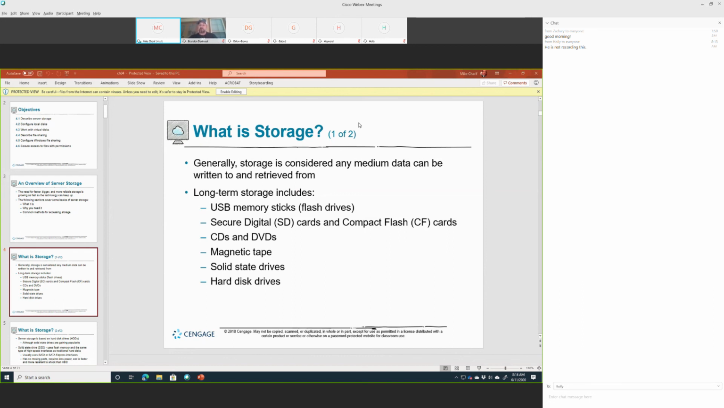Okay. So basically, we need the information. We need storage to write to the storage and to retrieve it for later use.